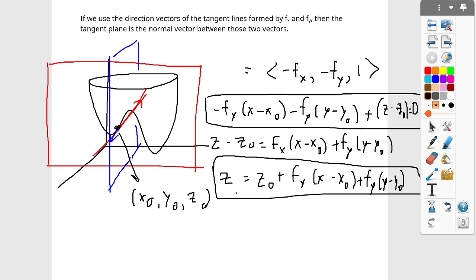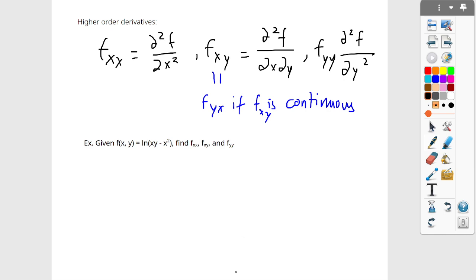Alright, so that is it for tangent planes. That's not it for the lesson. We are close to the end of the lesson, but we are not there yet.